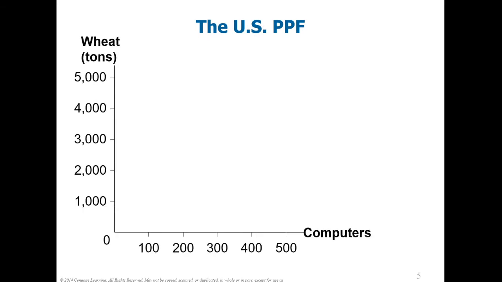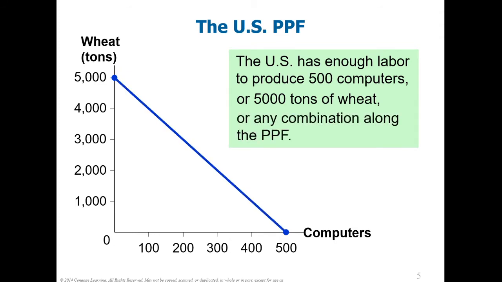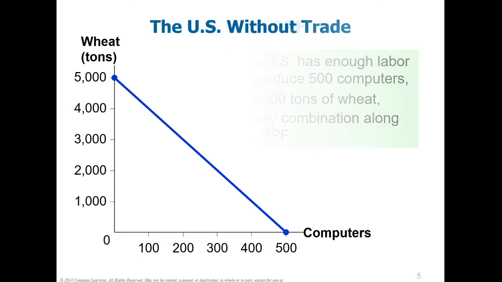So we'll draw the U.S. production possibility curve. We can get either 500 computers or 5,000 tons of wheat. Connect them, and there's your line. It is a linear line, which means the opportunity cost is constant, because obviously if you're a farmer, you know how to build computers, right? So we'll let that little thing slide with this graph, but there's your PPC for the U.S., and this is without trade. This is them on their own.